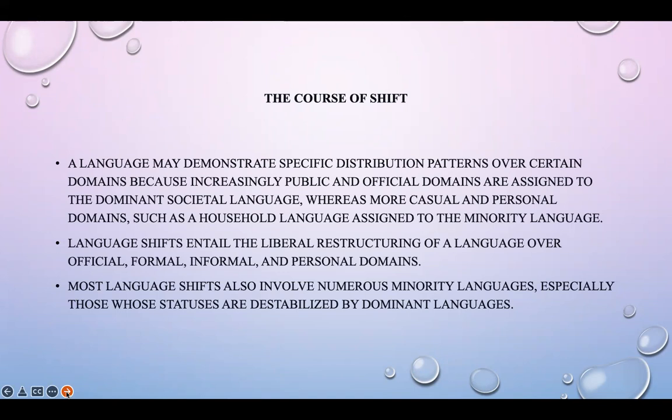Most language shifts also involve numerous minority languages, especially those whose status is destabilized by a dominant language.